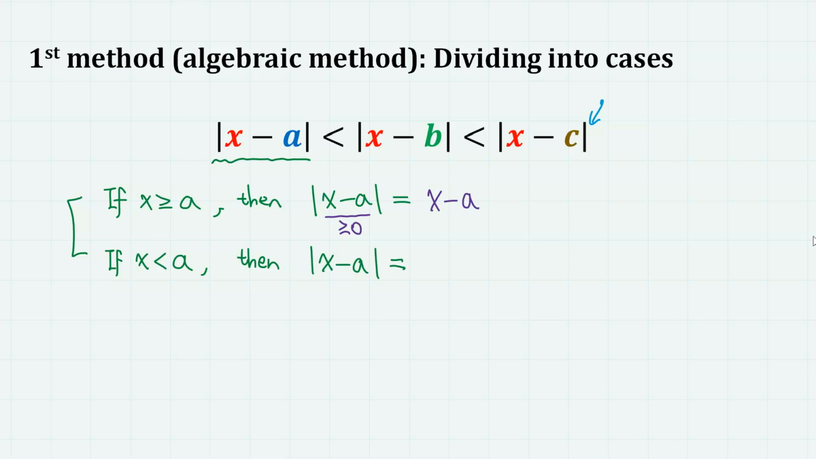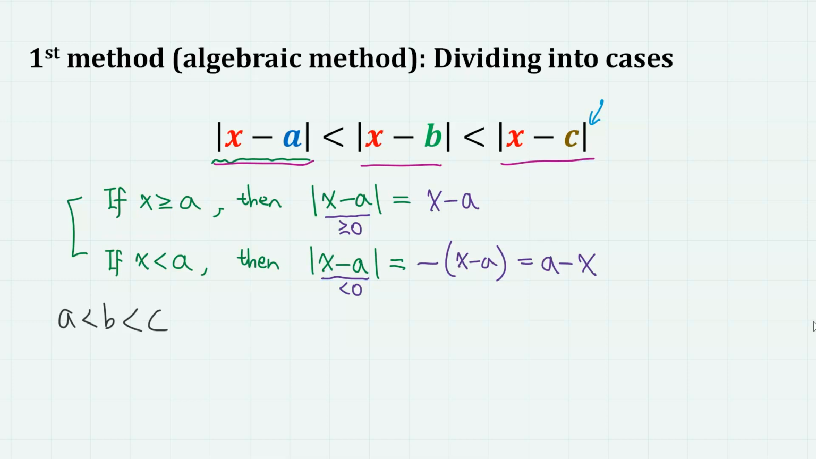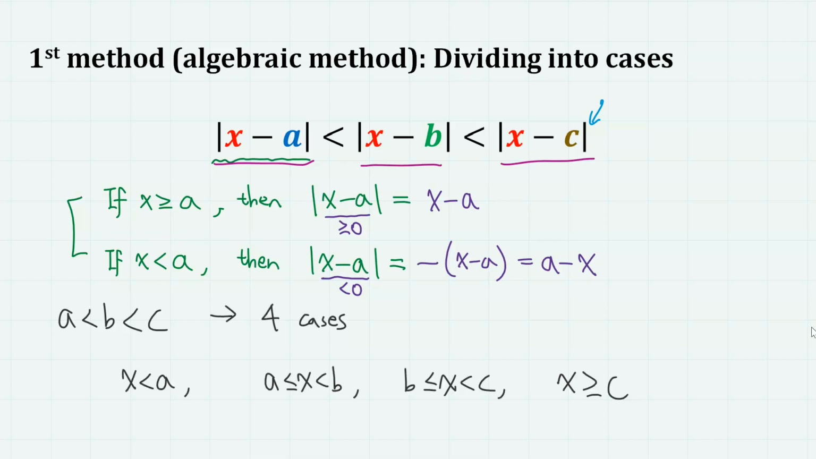But if x is less than a, then this x minus a is negative. So in order to make the entire thing positive, we have to write minus (x minus a), which is a minus x. In this problem, we have 3 different absolute value expressions, and given that a is less than b and b is less than c, we can divide the problem into 4 cases.